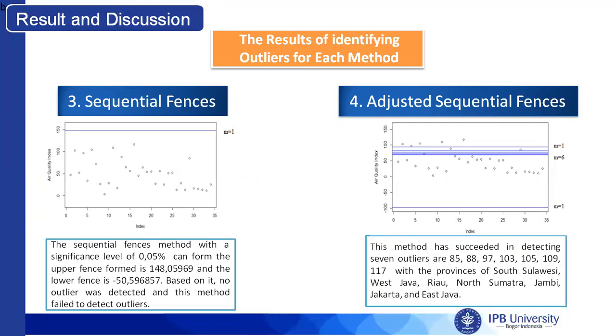And fourth, the adjusted sequential fences. This method has succeeded in detecting 7 outliers and 4 observations correspond to the actual outliers, while the other observations are on the right tail.